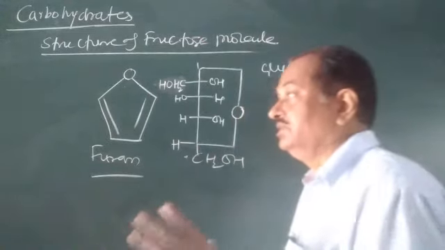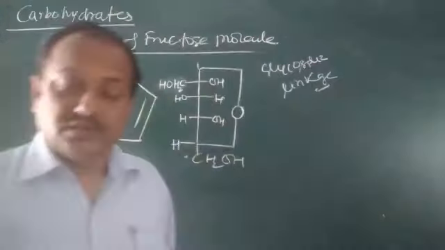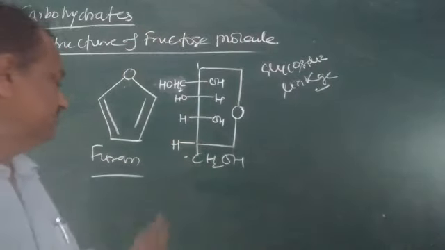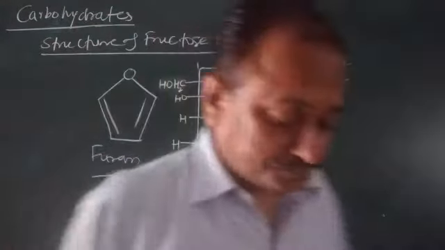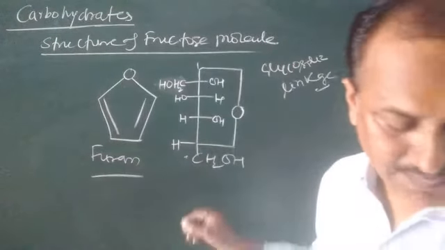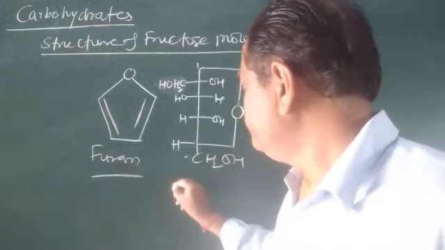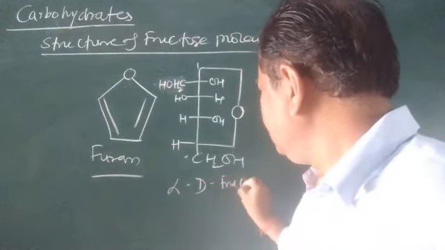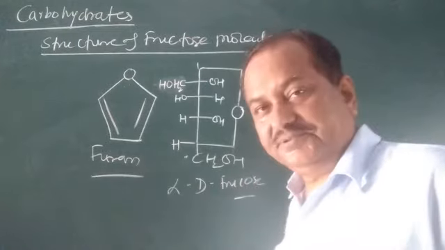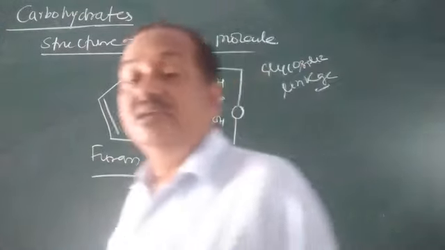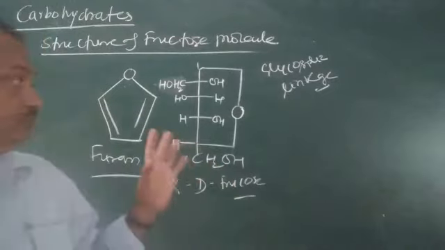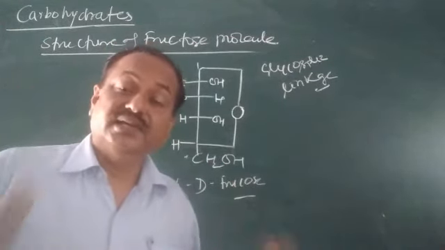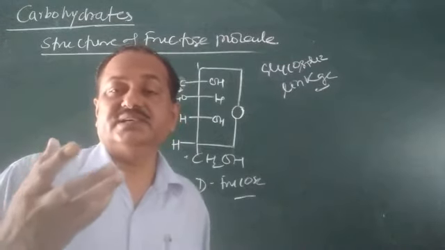So this is about the structure of the D and L forms. Similarly, this is the alpha-D-fructose. Actually, there are different concepts. These are some basic ways to explain the D and L forms and how they are related.